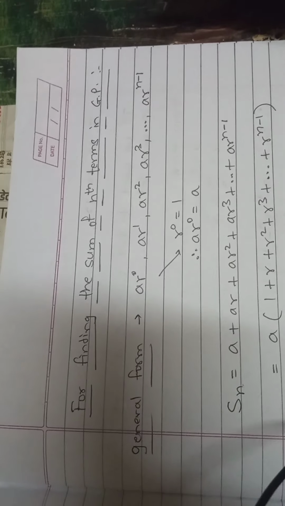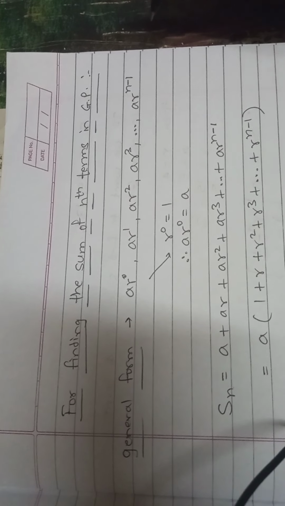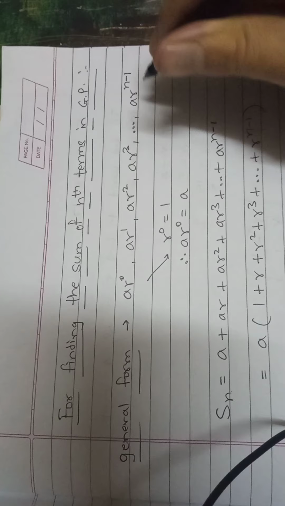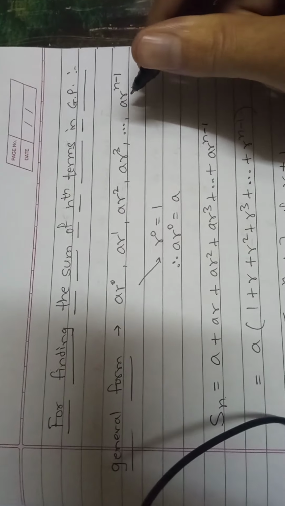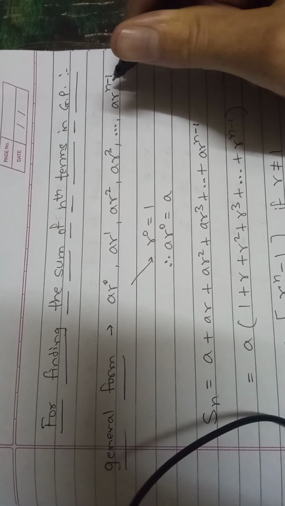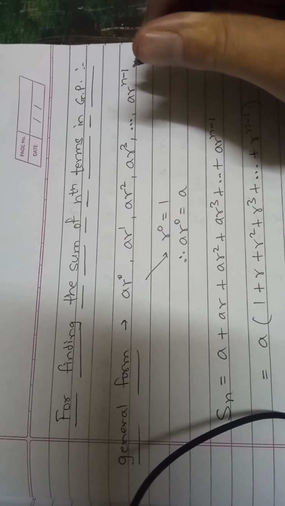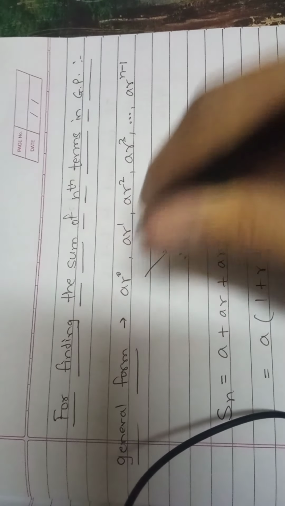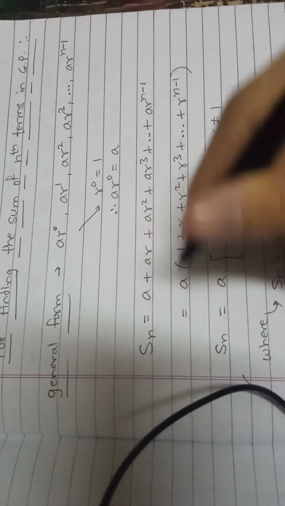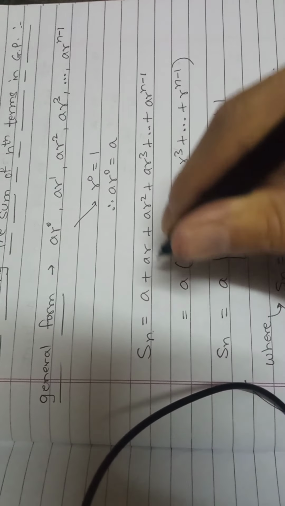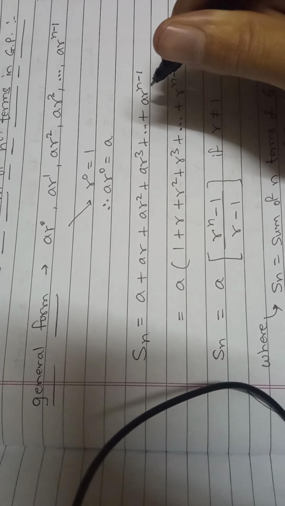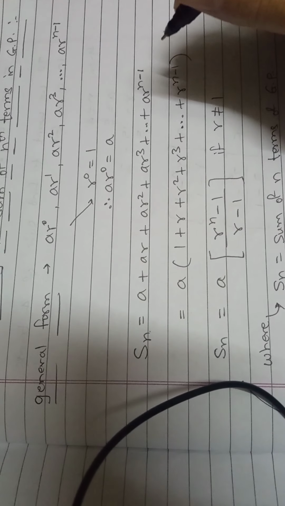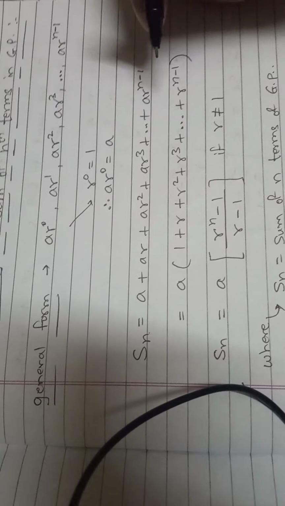Now we are going to find the sum of n terms in GP, that is, if we are given the number of terms, n terms in GP. Here also you have seen that the nth term is ar to the power n minus 1. So if we have to find the sum of all these terms, then Sn, that is the sum of n terms, will be a plus ar plus ar square plus ar cube, and so on till ar to the power n minus 1. This is the formula for the sum of n terms. Now we simplify it.